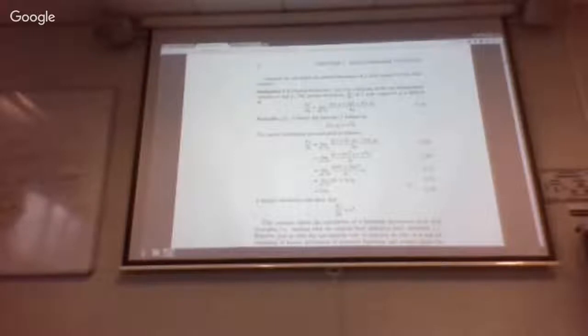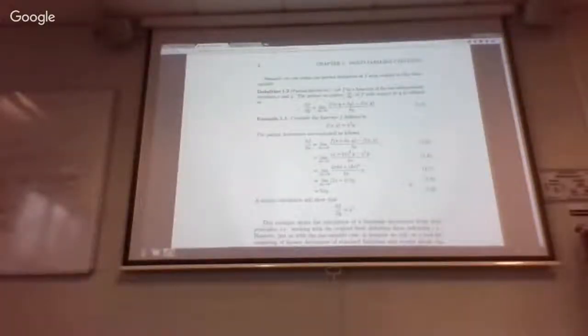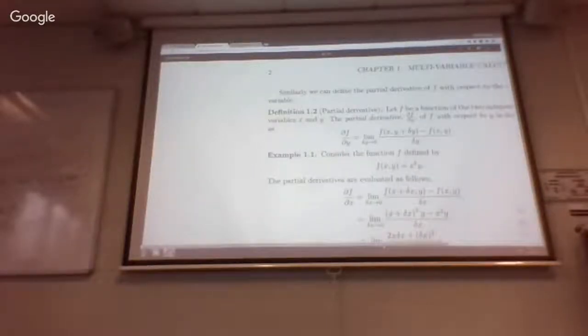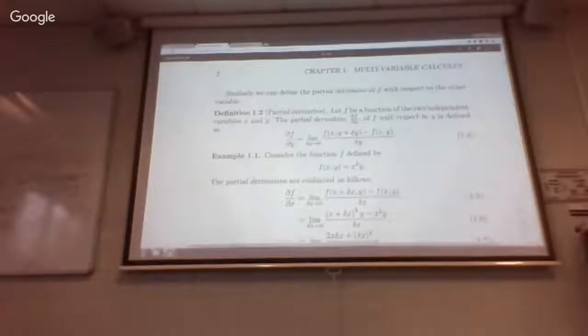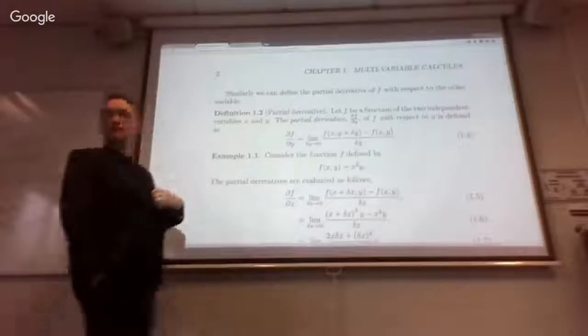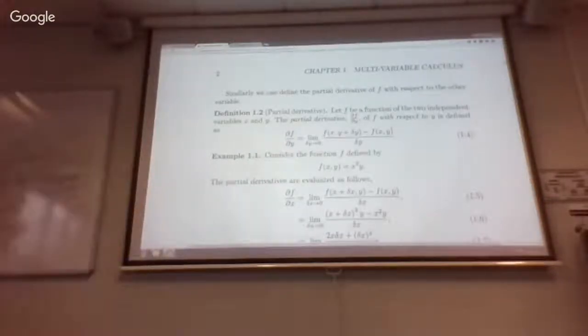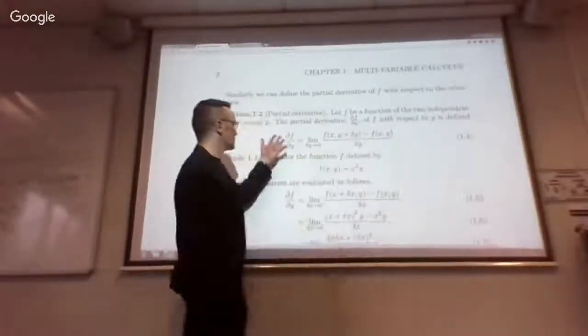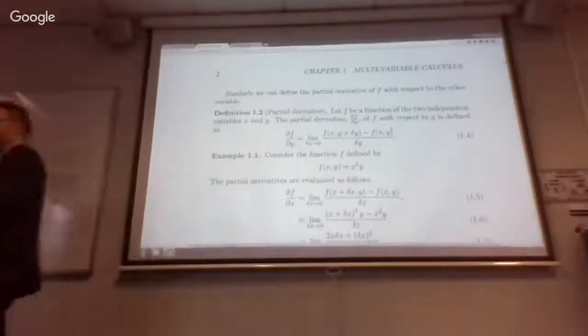So where were we this morning? We met the definition of the partial derivative, for the moment, of a function of just two variables. The definition was like this equation appearing in 1.4 here on page 2. This is showing the partial derivative of a function of two variables with respect to its second variable. If you're using the term y to indicate the second variable, you would call this the partial derivative of f with respect to y.